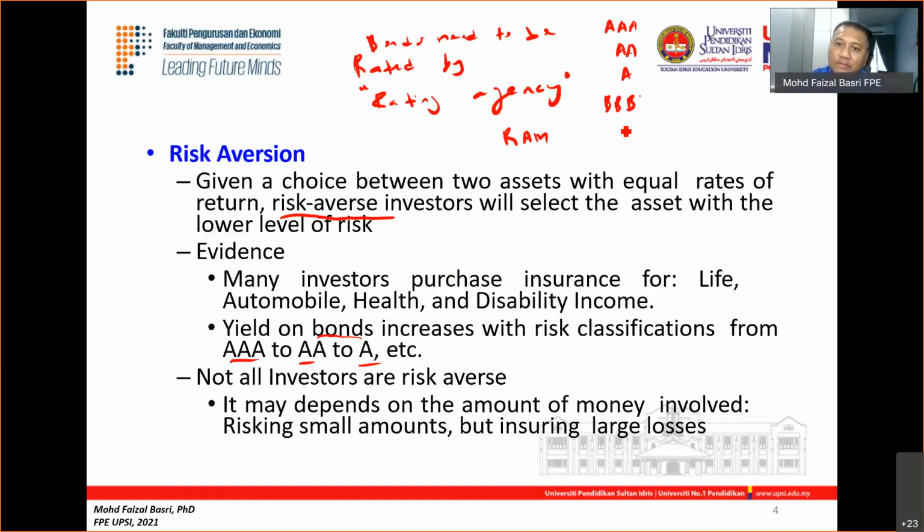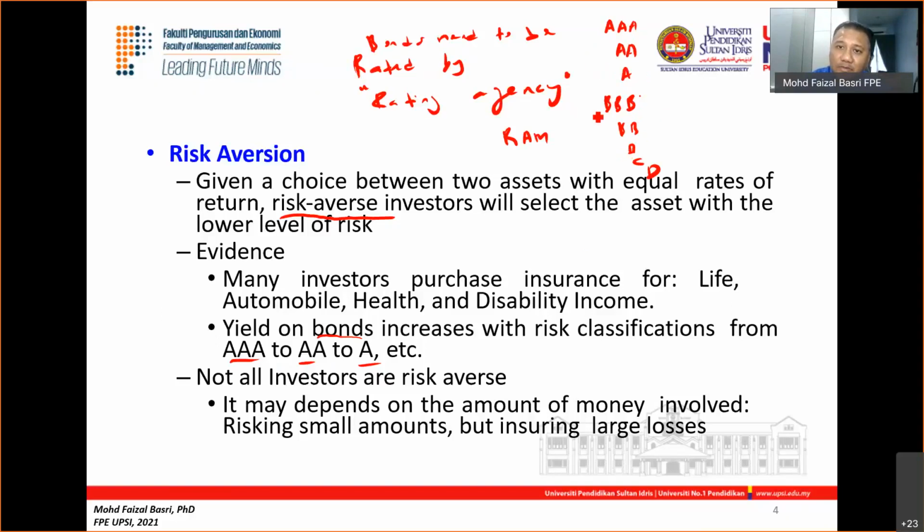Then going down some more, BB, B, C, and D at the very bottom. So this is the scale of the rating agency. That's why when we talk about the risk classification from AAA to D, it indicates that the lower the score here, the lower the rating, the higher the risk. Okay, the higher the risk.